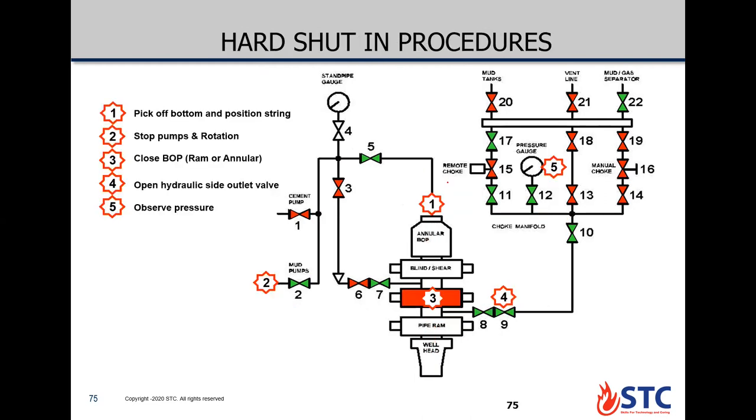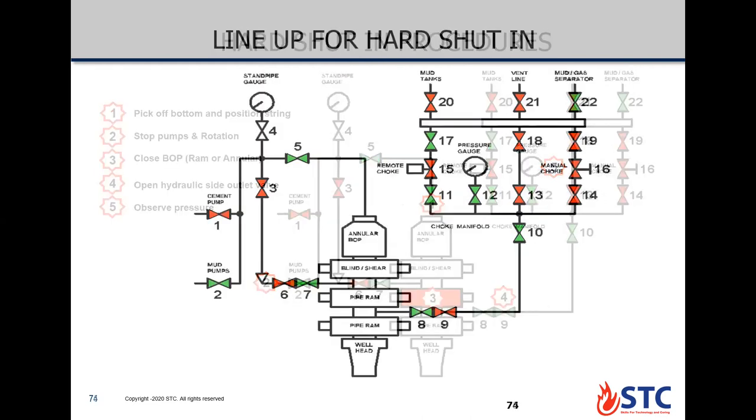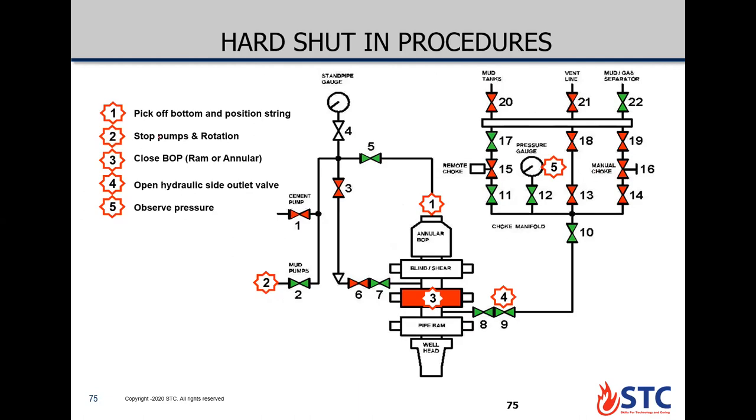So let's talk about the sequence of the operation. Number one, you need to pick up off bottom, position your string or space out, okay? Then stop pump, stop rotation. Then here is the difference in the operation between hard shut-in and soft shut-in. For the hard shut-in, you need to close your BOP first, whether you close the ram or annular, then open HCR. So here, you need to close BOP first, then open HCR, then observe the pressure. In soft shut-in, you need to open HCR first, then close BOP, then record pressure, okay?